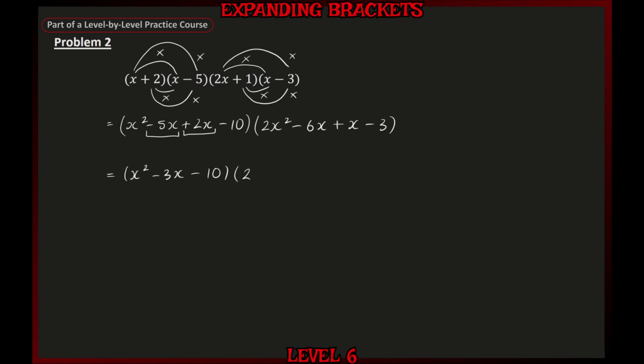In the second bracket we have 2x squared, the minus 6x and the plus x become a minus 5x, and we have a minus 3. And now that those 2 brackets are simplified, we can now multiply the 2 brackets together.